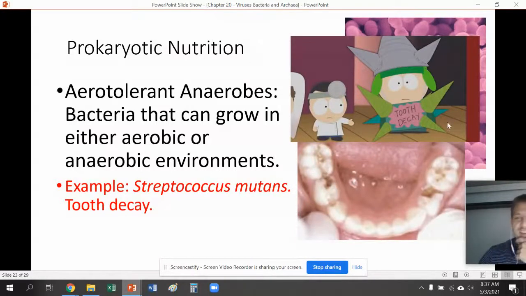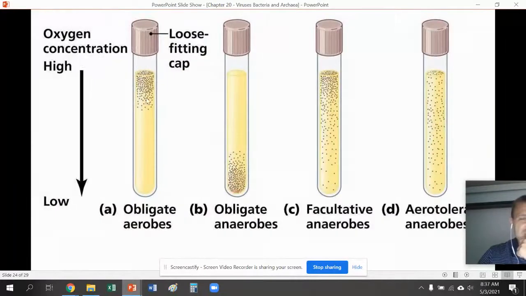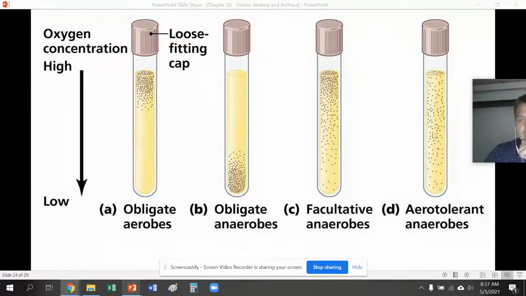Tooth decay is one of these. South Park had an episode on tooth decay. You can see obligate aerobes, they need oxygen. Obligate anaerobes, they don't need oxygen. And aerotolerant, it doesn't matter. But facultative anaerobes, they like oxygen, but they can grow in either.